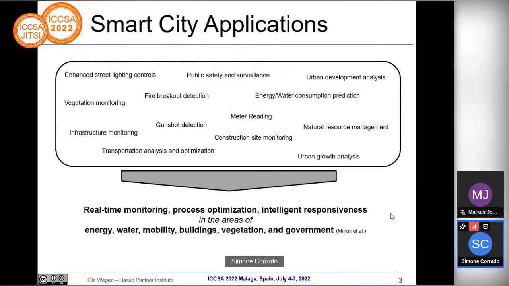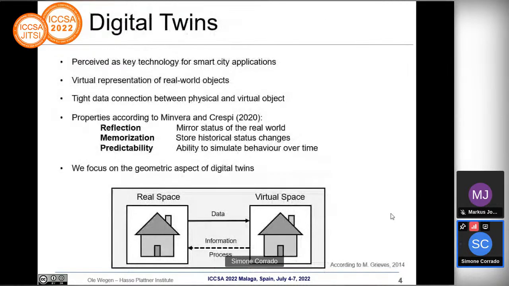Now, nevertheless, there's one technology that is perceived as a key technology for enabling smart city applications, and this is the so-called digital twin. So a digital twin is a virtual representation of real-world objects, and it is characterized by a tight data connection between the physical entity and the virtual representation. So data flows from the real world into the virtual entity to keep it updated, and data flows from the virtual entity into the real world to exercise some kind of control, to inform responsibles, to initiate processes.